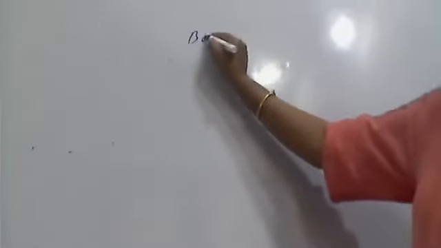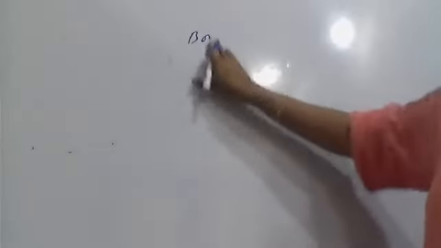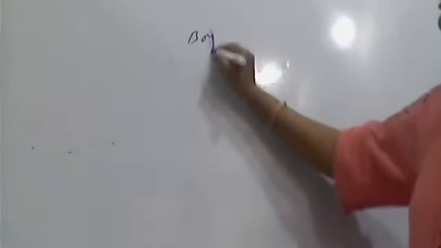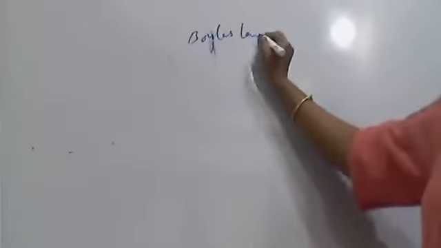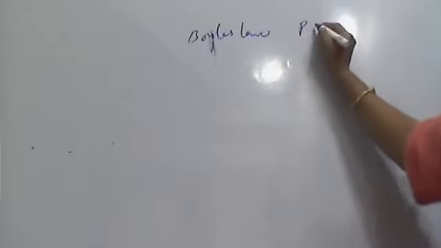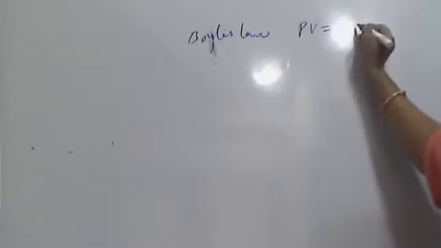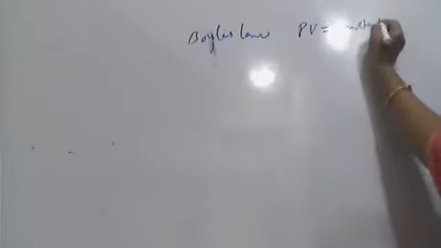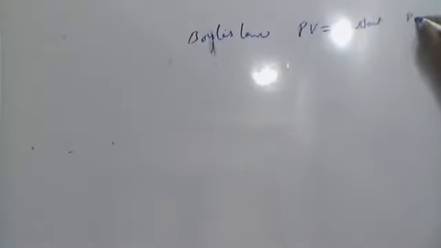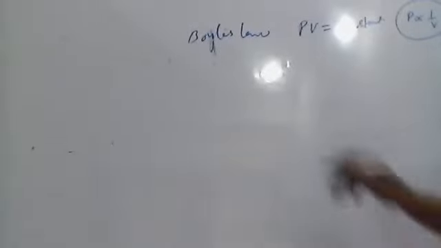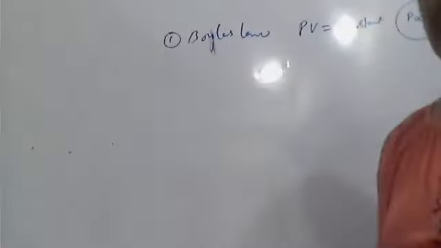Boyle's law. According to Boyle's law, PV is constant. That is, pressure and volume are inversely proportional to each other at constant temperature.